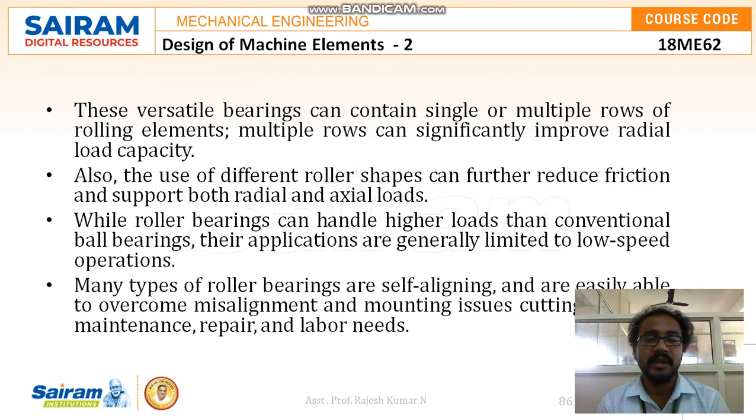These versatile bearings can contain single or multiple rows of rolling elements, and multiple rows can significantly improve radial load capacity. Also, the use of different roller shapes can further reduce friction under both radial and axial loads. While roller bearings can handle higher loads than conventional ball bearings, their applications are generally limited to low speed operations. Many types of roller bearings are self-aligning and easily able to overcome misalignment and mounting issues, cutting down on maintenance, repair and labor needs.